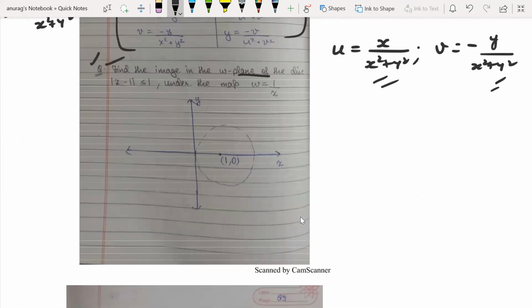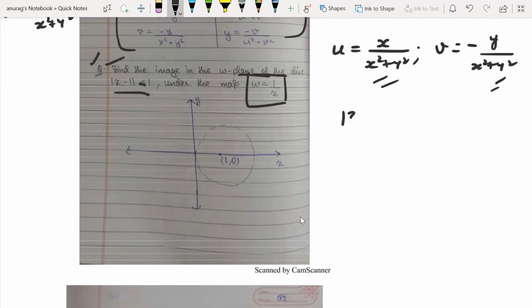Find the image in the W plane of the disk. Disk means it's a circle region, but interior points of the circle only. It is not touching the radius, but here it is an equal sign, so we can touch the radius also. Under the map W equal to 1 by z.